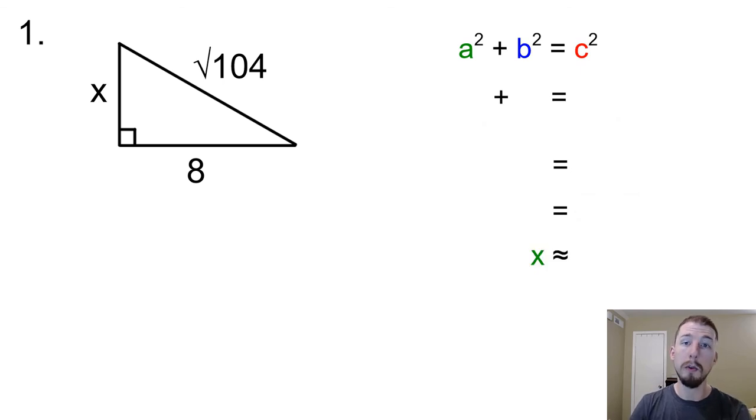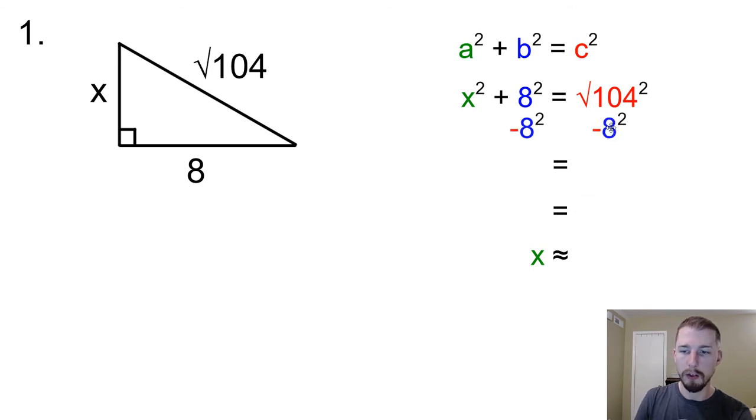All right, on number 1, we have lengths of x and 8, and then the hypotenuse is the square root of 104. So since this is a right triangle, we can use the Pythagorean theorem to solve for the missing side length. So our two legs are going to be x and 8 squared, and then our hypotenuse is radical 104 squared in this case. The next thing that we're going to want to do is subtract the 8 squared from both sides. So that's going to leave us with x squared is equal to, now if we square the square root of 104, they undo each other, leaving us with just 104. So that's going to be 104 minus 8 squared.